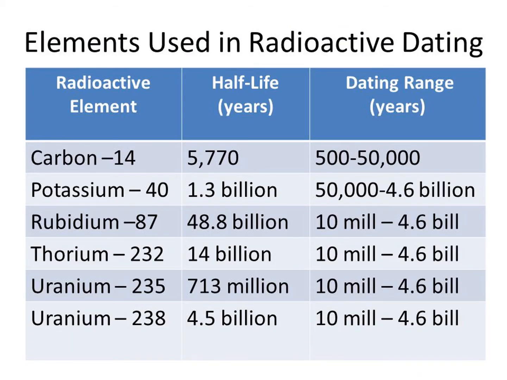These are some of the elements that are used in radiometric dating. So you can see that there are some radically different half-life lengths in here. There are a lot of half-lives that are a lot shorter than carbon-14, and you can see there are a lot that are longer than this. And so potassium-40 has a half-life of 1.3 billion years, and that means you can use it pretty practically in between 50,000 to 4.6 billion years ago.